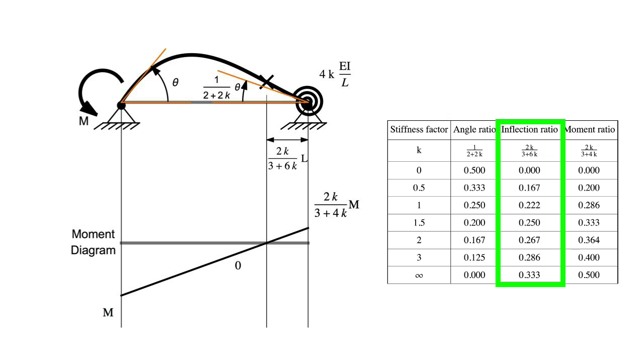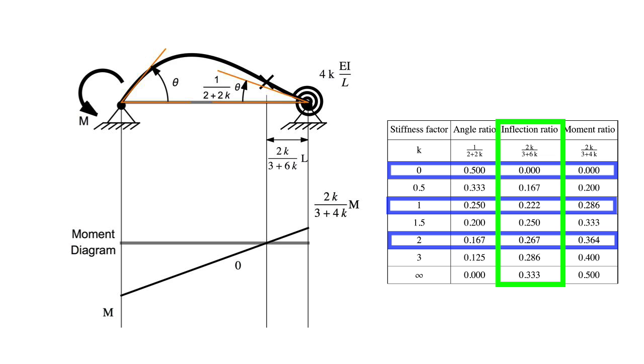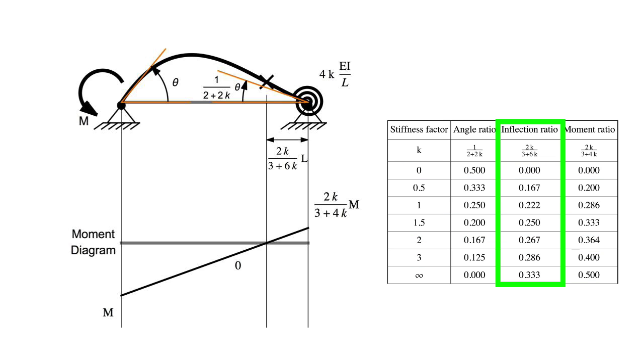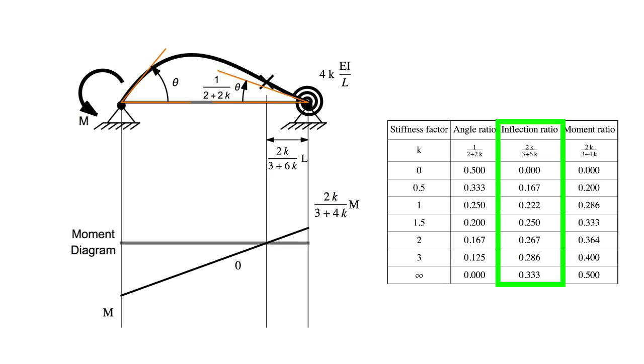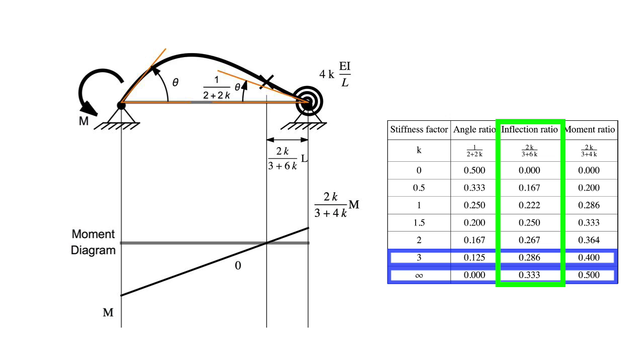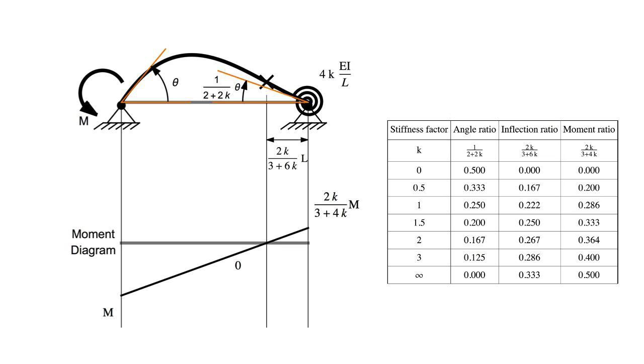So, for stiffness factors of 0, 1, 2, 3, and infinity, we have 0, 22, 27, 29, and 33%, which is a slow variation with K when K is above 1. For example, the distance of the inflection point from the support increases by only about 32% after tripling the stiffness factor from 1 to 3, and still only changes by 14% when we increase the stiffness factor from 3 to infinity. The moment diagram is also simple.